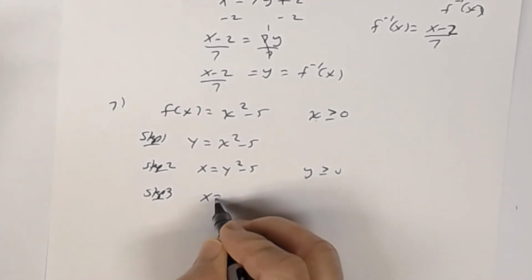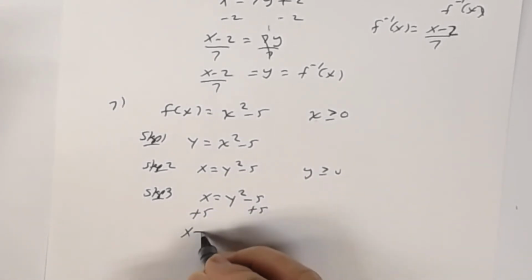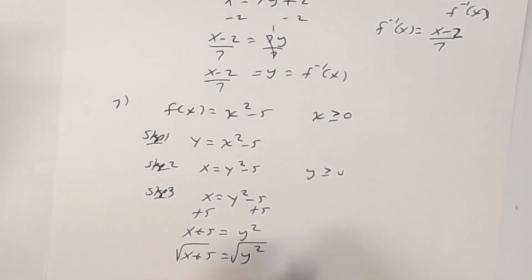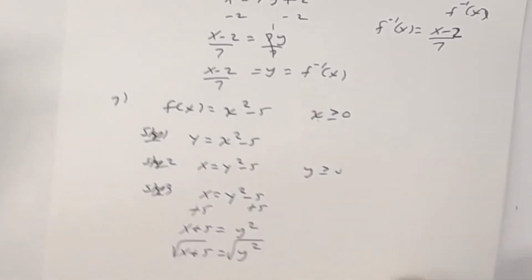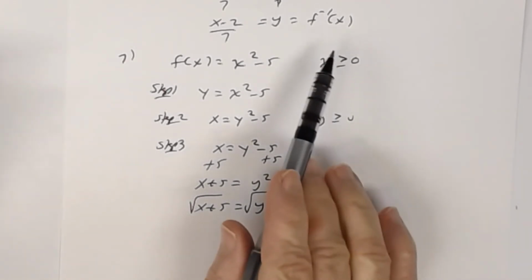So I'm going to rewrite this over. Add 5 to both sides. So I get x plus 5 is equal to y squared. And then to get y by itself, since I'm squaring, I'm going to take the square root. Now here's where some of you forgot something. Some of you are going to say, well, I remember when solving an equation and I took the square root of both sides, I had to do plus and minus. That is true. But remember, you restricted the domain.